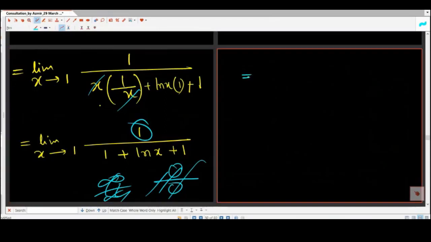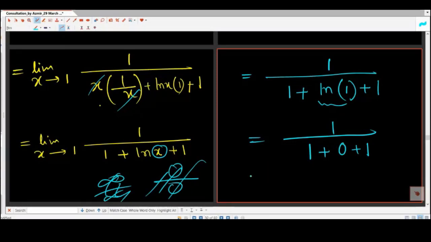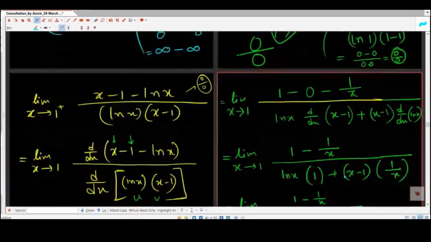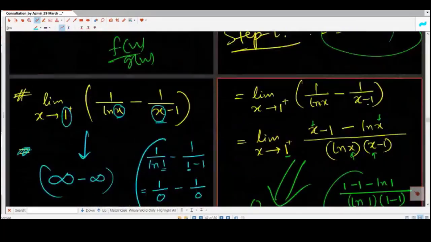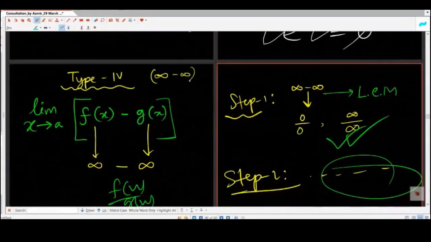So this is the time to directly input the value of x where we have x. So we have 1 over 1 plus natural log of x, that is natural log of 1 plus 1. So 1 over 1 plus 0 plus 1, because natural log of 1 is 0. So finally we have 1 over 2. So this is the result for this problem, which is of type 4, infinity negative infinity.